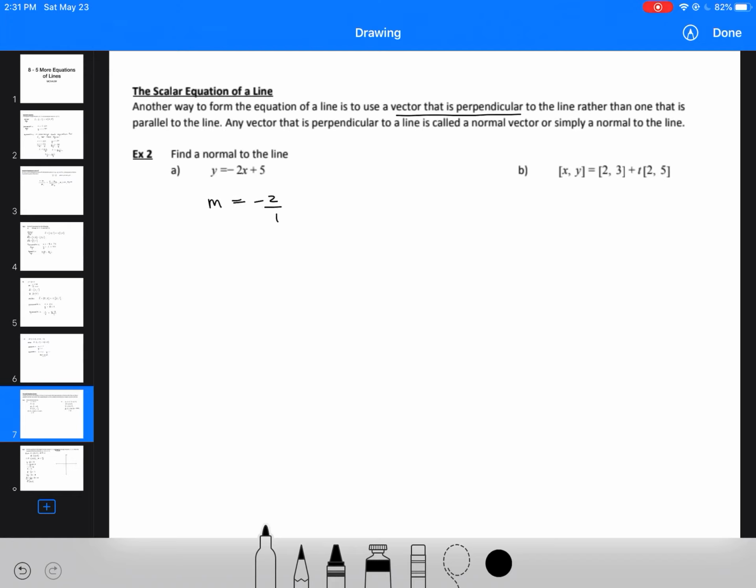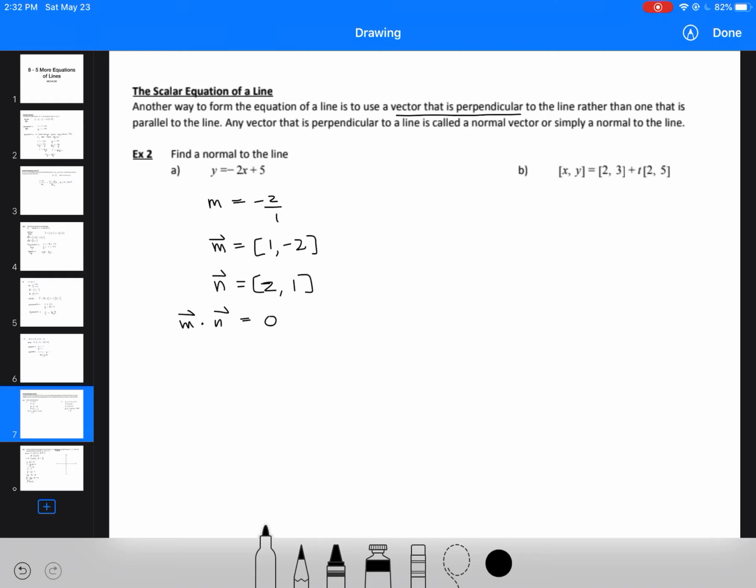So if we were to find the normal of the line, we need to first know what the slope is, then state the direction vector. Then we're going to state the normal such that m dot n is equal to 0. That's what we want for the normal.